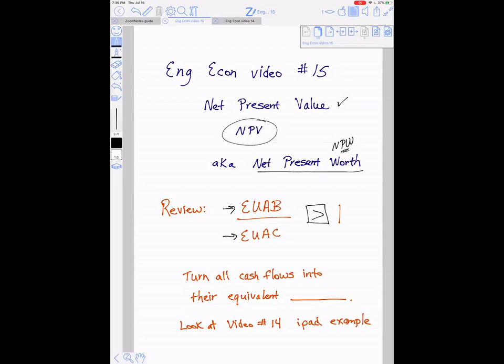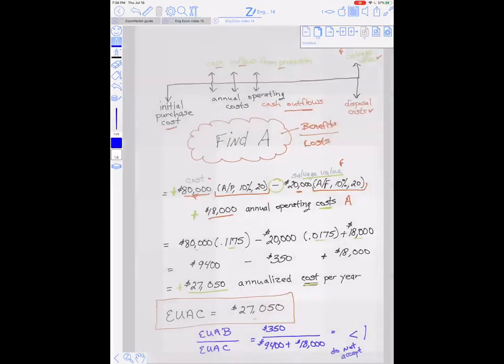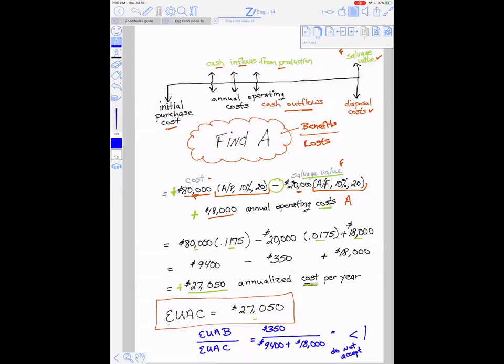Okay, so then we want to turn all cash flows into their equivalent annuities. I bet you got it. Okay, and I realized I never really finished the last video, the EUAB and EUAC ratio that we want to be greater than 1. So I'm just going to flip back to the previous video example for just a minute.